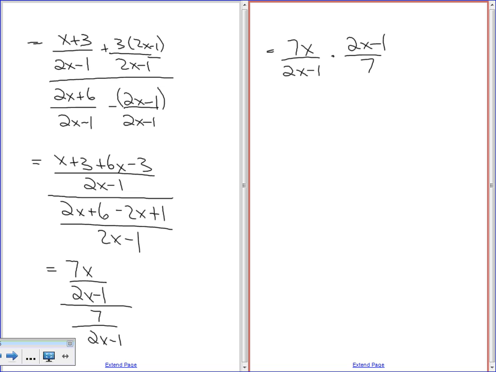Okay. Whenever you're multiplying fractions, always look to see if you can cross out or divide through any common factors. Is there anything common on the top and the bottom of these two guys? Yeah, 2x minus 1. So 2x minus 1 goes into 2x minus 1 one time. Anything else? Right. So 7 goes into 7. That leaves me with that. Any questions on that? Okay. So that was the second example we did.